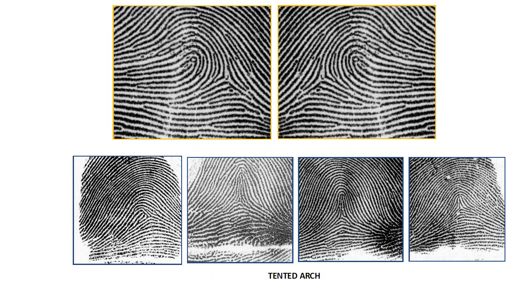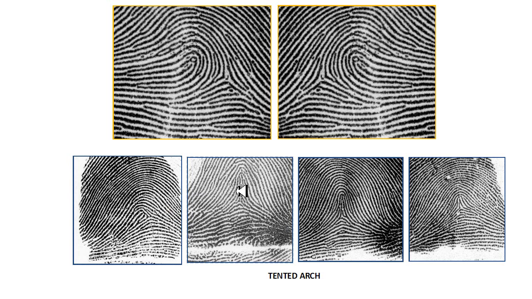Let's also continue our comparison analysis and now compare the loop pattern to the tinted arch exemplars that we used. Recognize how in the tinted arch the ridges rise and return to the other side.